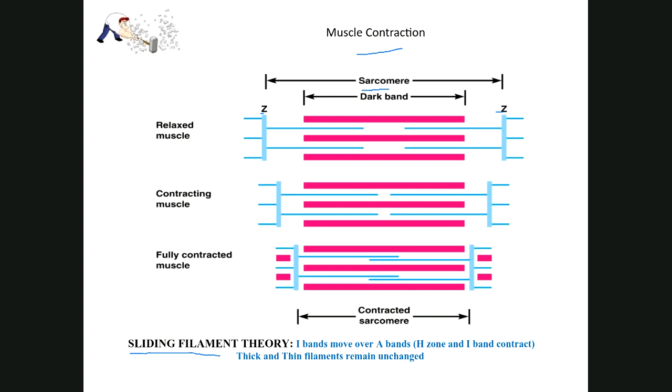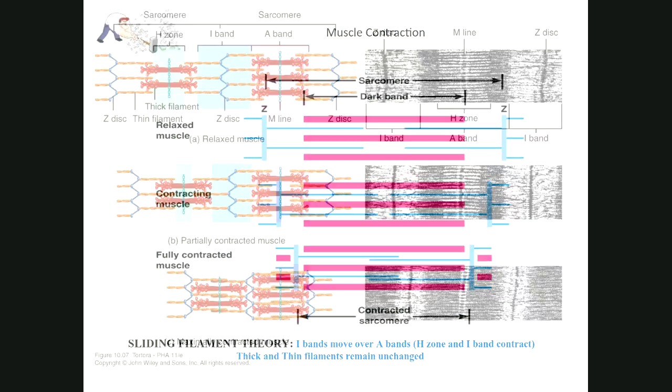So when this occurs, several things can be seen. First of all, the I bands are going to move over the A bands, and the length of the thick and thin filaments is going to remain unchanged.